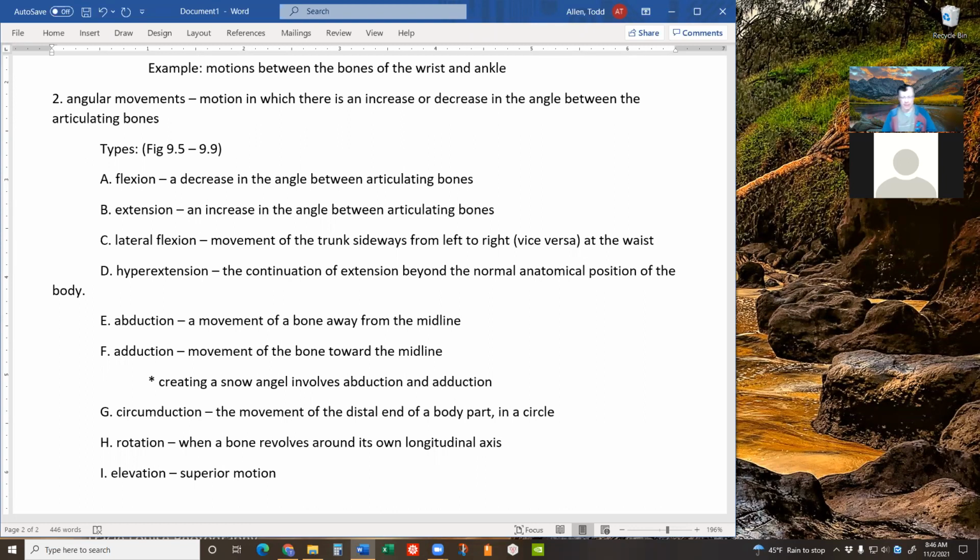An example of elevation is when your mandible is open, so when your mouth is open and you lift it up to close it. When you lift it up when you're chewing food to close your mouth, that would be an example of elevation. So when I start here and I close the mouth, that is elevation.